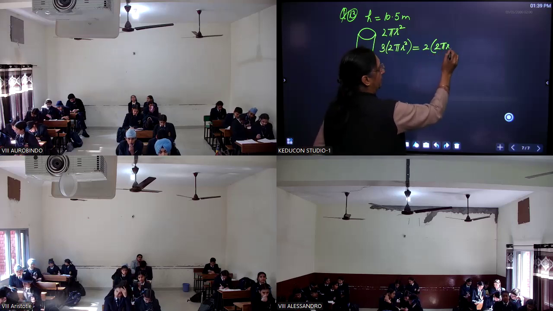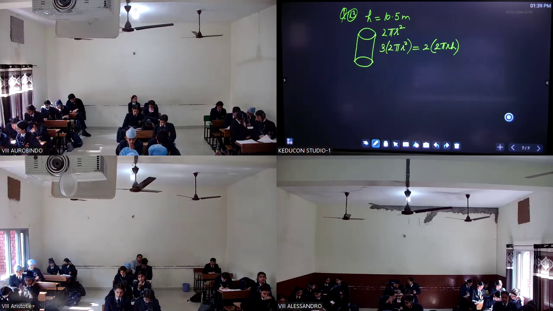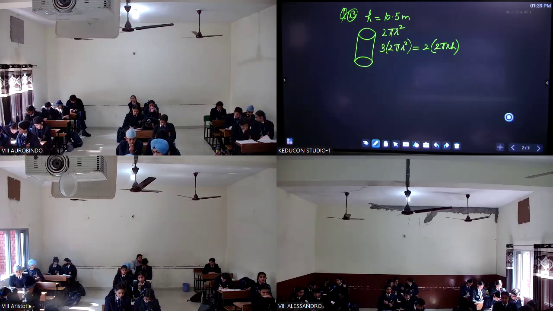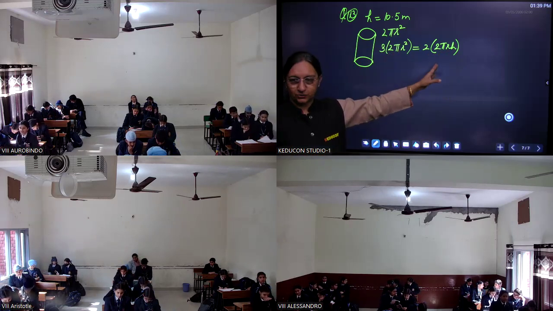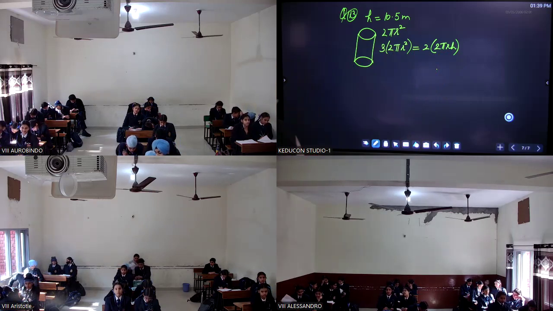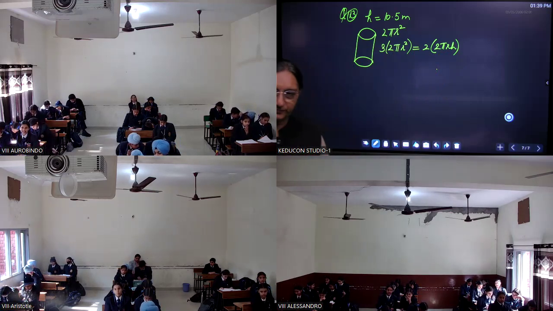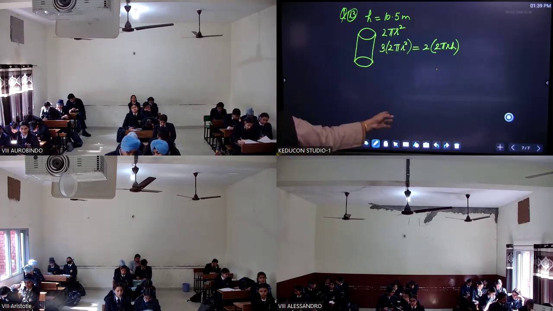You were just told the formula. This is the condition given to you: 3 times sum of areas, 3 times sum of the circle areas is equal to 2 times CSA. Okay? This is the condition given to you. You have to find the volume. It is a slightly long question. Please go through it. H is given to you.